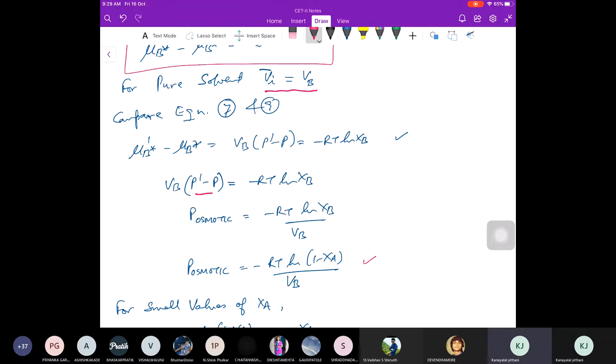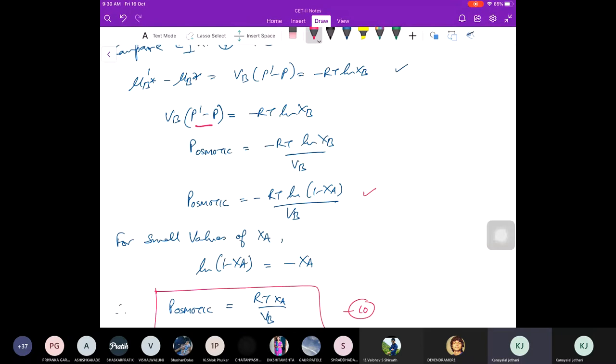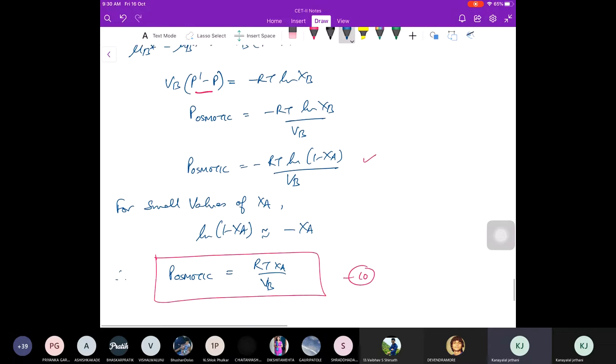How can it be negative? It will be negative, but what is the value? Sir, when we take it as 0.01, then it is minus 0.01. Right. So ln of (1 minus x) is equal to minus x, approximately. It may not be exactly, I should put it approximately here. Mathematically, it is proven that it is equal to this one. You must have studied the math. What we get is P osmotic is nothing but RT into xA, the minus becomes plus, divided by vb.